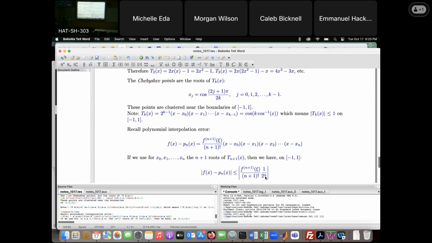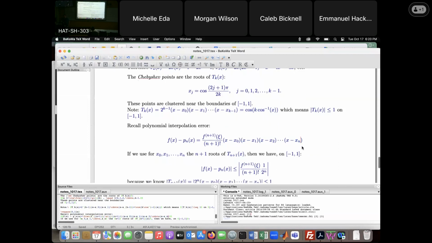So now the denominator in this error formula is a rapidly growing function of n. We have a factorial and an exponential, so that's nice. Using Chebyshev points as interpolation points makes this part of the error manageable. We can control its size. The error can still get large because of the n plus first derivative, but at least we'd be able to win half the battle.